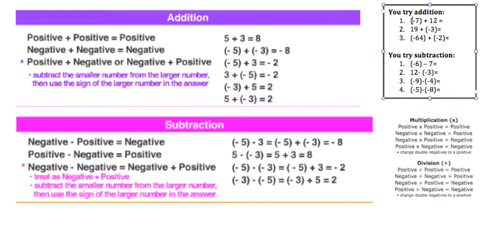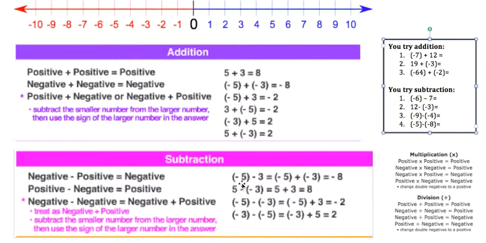All right, so subtraction. When we are subtracting integers, if we have a negative number taking away from a positive number, it's going to equal negative. So an example here is -5 take away 3, which is basically the same as saying -5 plus -3, which is going to equal -8.